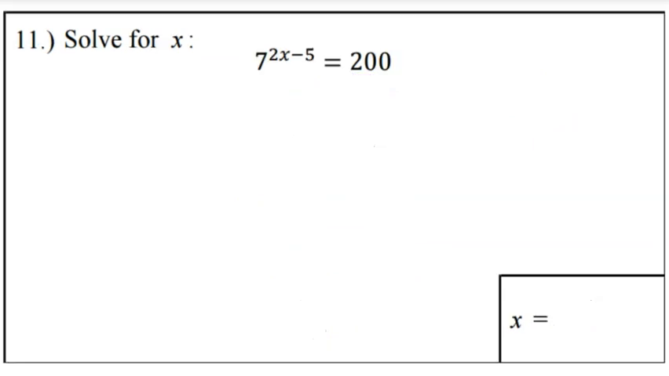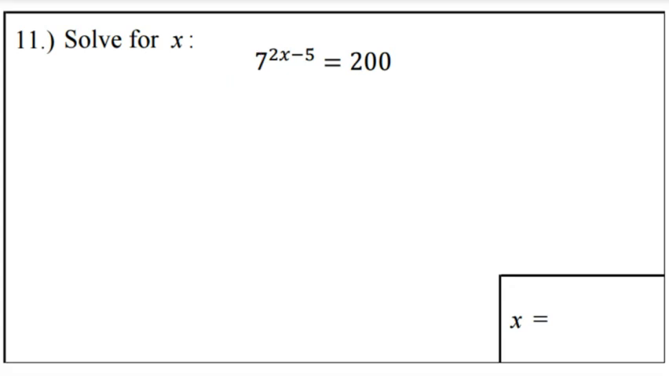All right, here we are. Question 11, we're going to solve for x again. This time we have 7 to the power of 2x minus 5, and it's equal to 200. This is already in the correct form. We don't have anything on the front that needs to be divided out, so we can just jump right in with a logarithm.